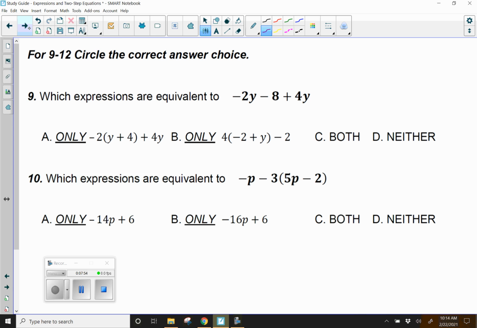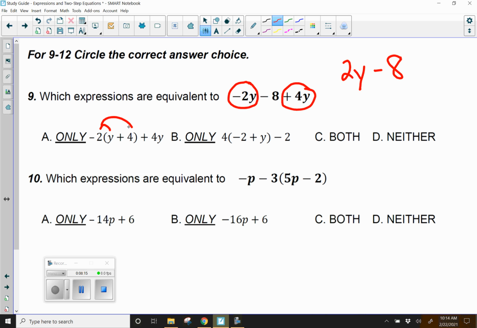Okay, moving along to number 9. These are your equivalent expressions problems. My suggestion for these is to simplify the expression given first and then go from there. So I've got a negative 2y and a positive 4y, which leaves me with a positive 2y minus 8. So simplified, that's what we're looking for.